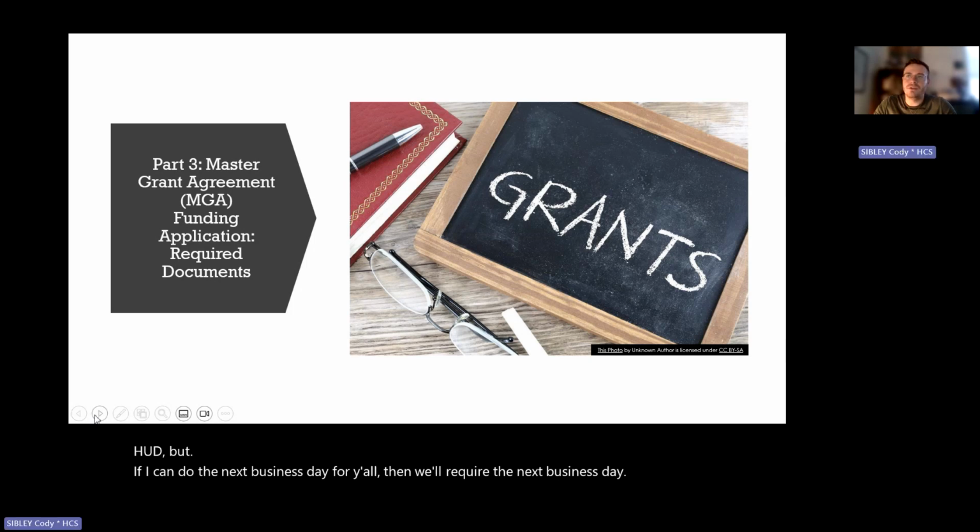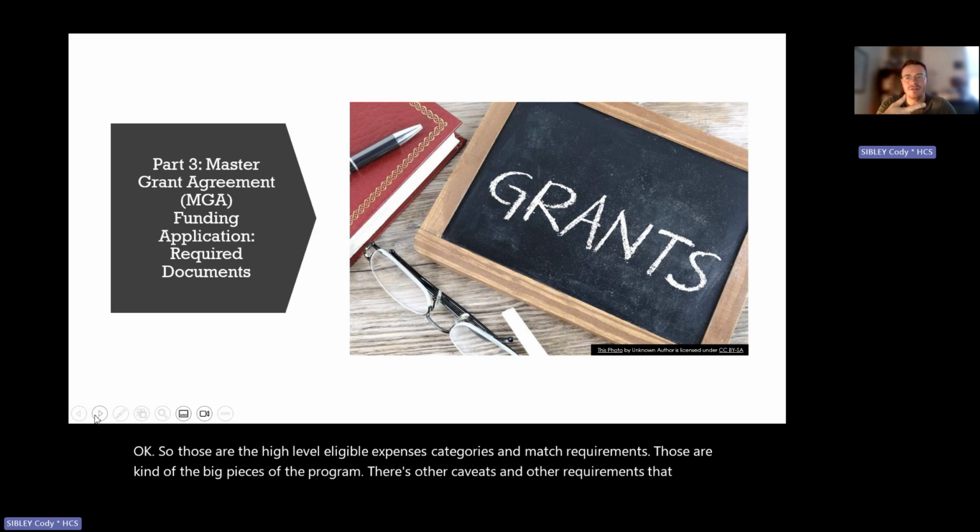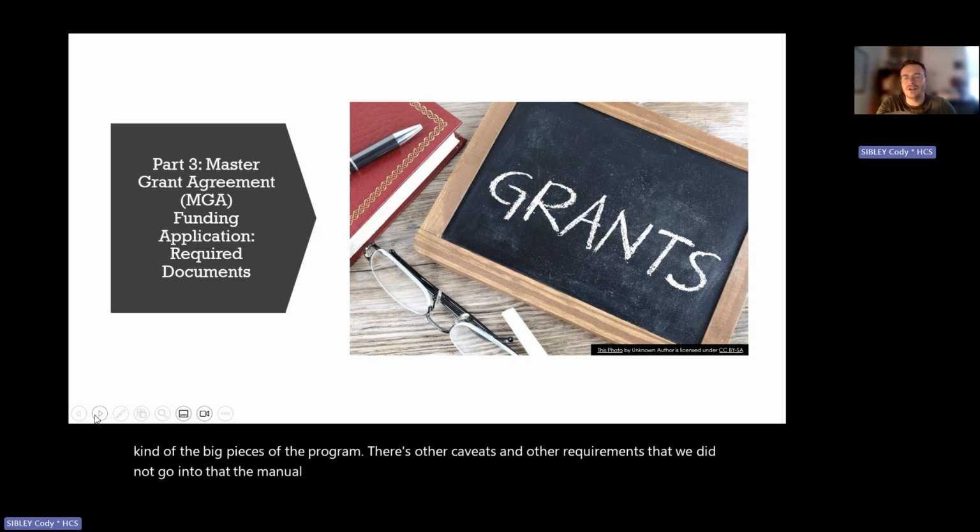Okay, so those are the high level eligible expenses, categories, and match requirements. Those are kind of the big pieces of the program. There's other caveats and other requirements that we did not go into that the manual does. And, as you work on this grant and program, I encourage you to review that manual and make sure that you are following it. And if anything's unclear, then please reach out to me so that we can provide clarity.